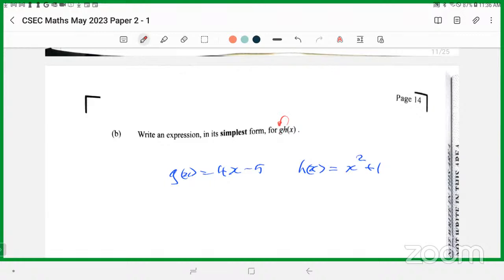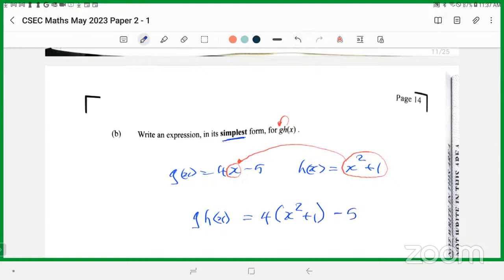How do we do that? We take the entire h and substitute it into the g where the x is. That's a quick way to do it, nice and easy. And the result of that is g of h of x, which is going to be 4 times, putting all of the h there, which is x squared plus 1, and then subtracting 5, minus 5.